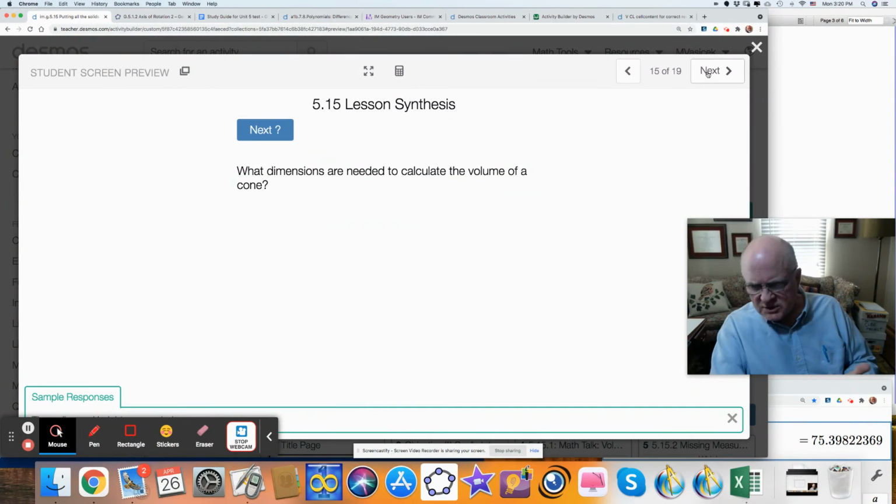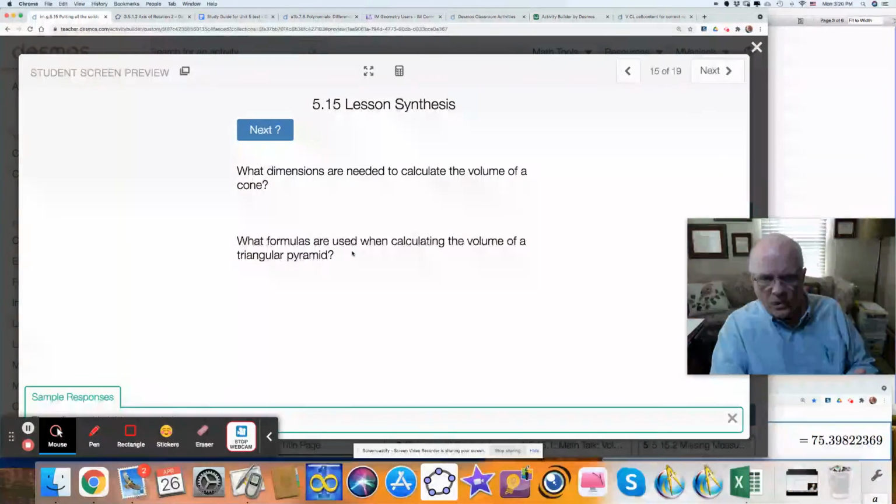Some of the questions to ask. What are the dimensions needed to calculate the volume of a cone? It's pi r squared times h times 1/3. So you need to know the radius and the height. What formulas are used when calculating the volume of a triangular pyramid?